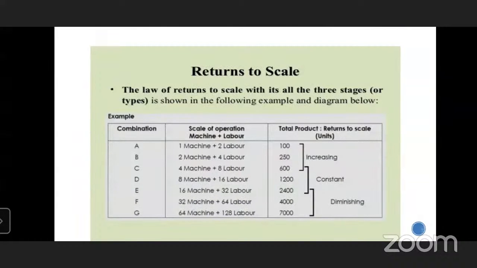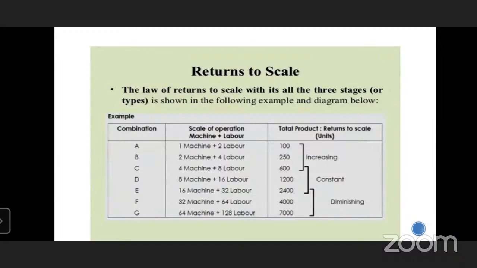So same as how I gave one numerical for law of variable proportion, here also I have given. Now here you can see initially it is increasing like 100 to 250. The increase is 150. Then from 250 to 600, the increase is 350. Okay. So from 150 to 350 it has increased. So it is increasing returns to scale. Increasing means what? You are increasing the inputs by 1 unit, but output is increasing by more than 1 unit. Then that is what we call increasing returns to scale.